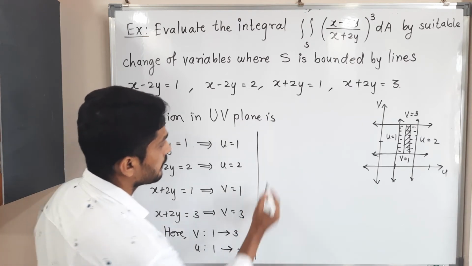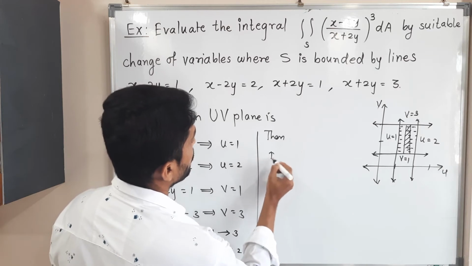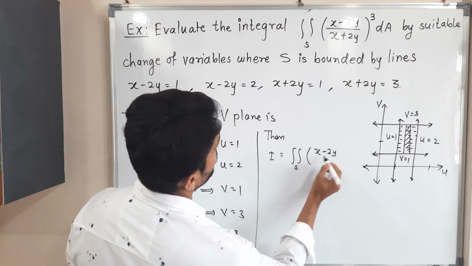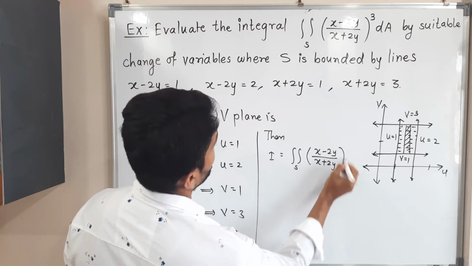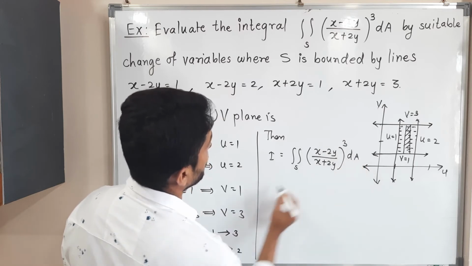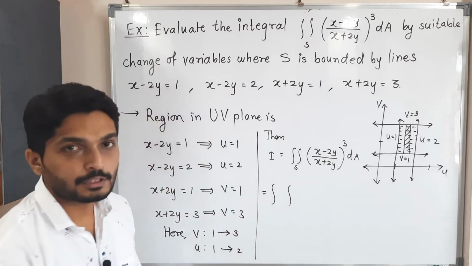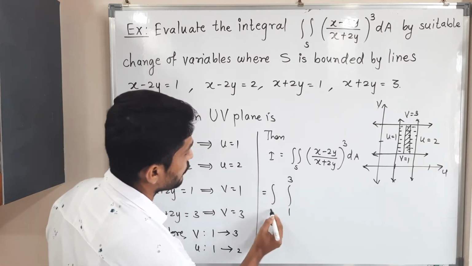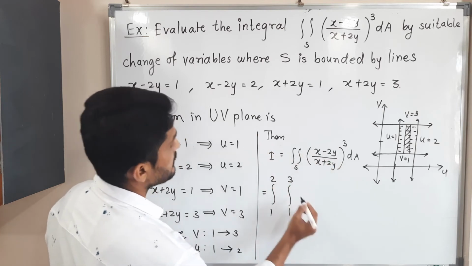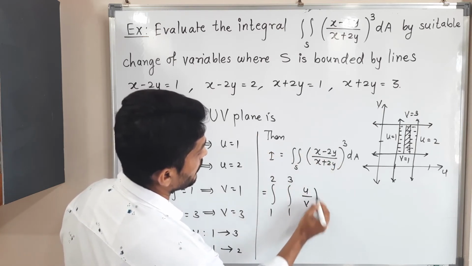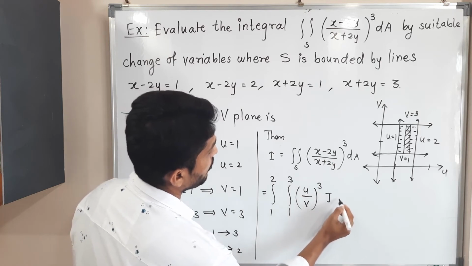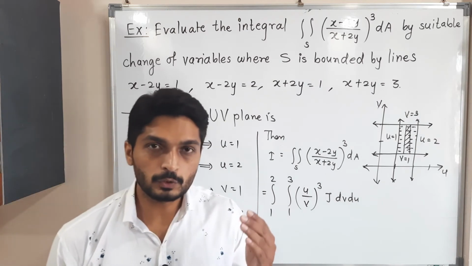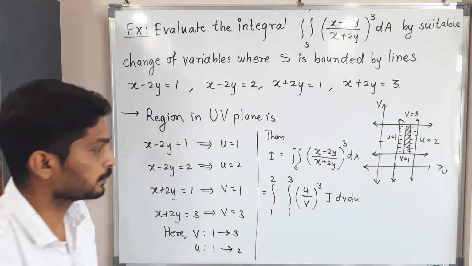Okay. So then our I will be, what is our I? Double integration over S of (x minus 2y upon x plus 2y) whole cube dA. So this is equal to, now we are converting this problem in uv coordinates. Limits of v 1 to 3, limits of u 1 to 2, x minus 2y means our u, x plus 2y means our v, bracket cube, we write Jacobian dv du or du dv. But we have considered strip parallel to v axis, so that's why I am writing dv du.